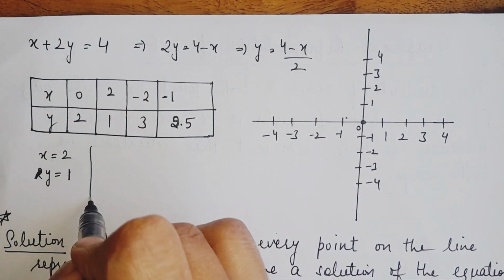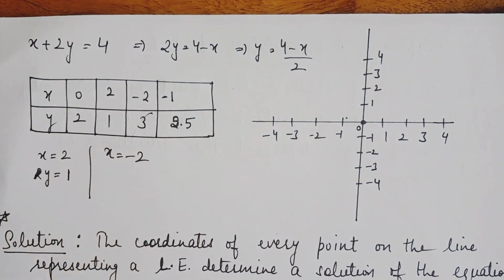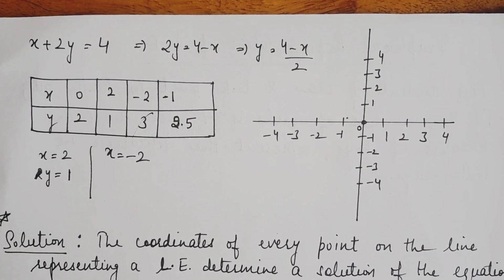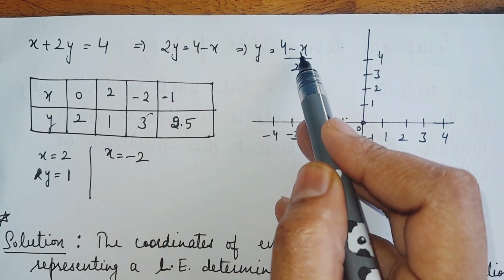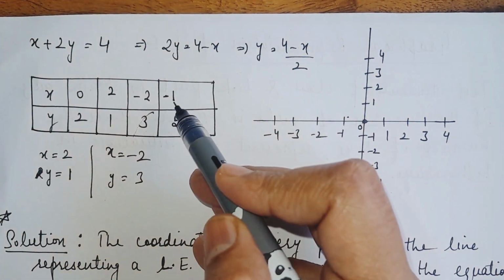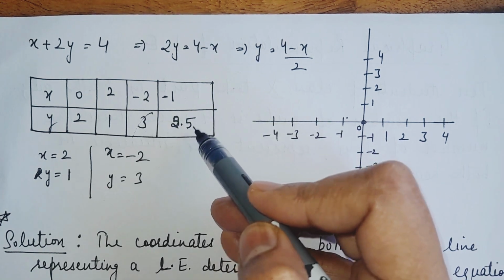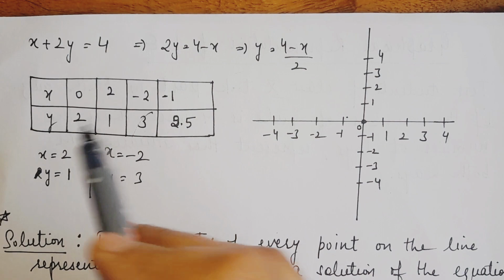Similarly, you can randomly take any 2, 3, 4 values. That will be sufficient. 2 or 3 values are also sufficient. So corresponding to x equals minus 2, you will get (4 plus 2) by 2, 6 by 2, so y will become 3. Similarly, I have taken x equals minus 1, so 5 by 2, that means 2.5. So we will find this table like this, the pairs of x and y.